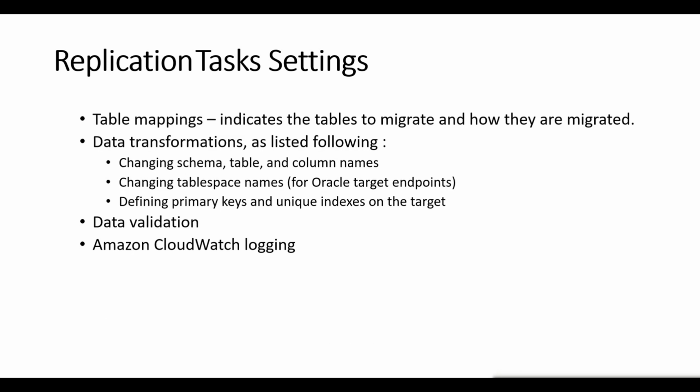Table mappings indicate the tables to migrate and how they are migrated: from table A to table A, or from table A to table B. Data transformations include changing schema, table and column names, changing table space names, or defining primary keys and unique indexes. Data validation and CloudWatch logging settings you also need to provide.